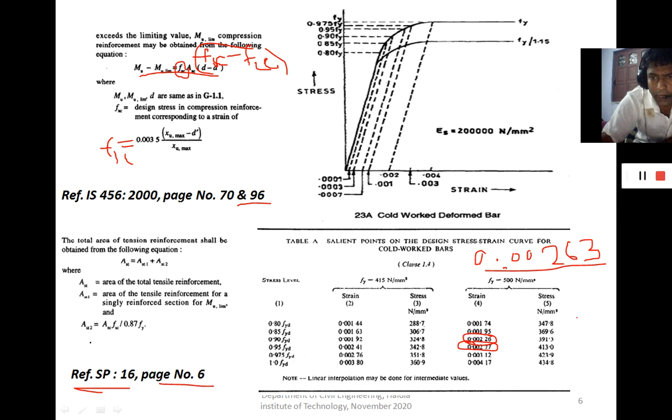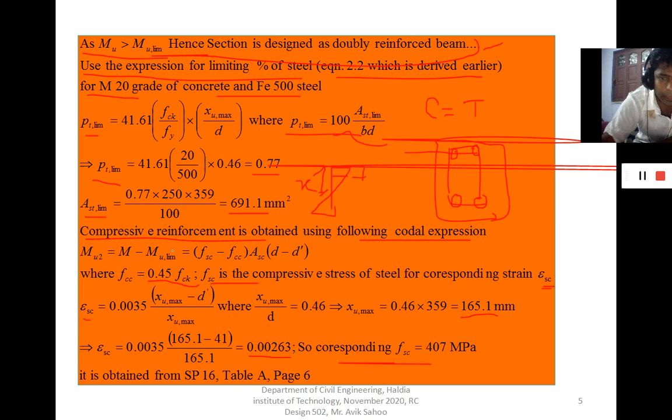So the linear interpolation is made, and we get the value for 0.00263 is how much? This is for 0.0226391, 0.00227413. So for 0.00263 is how much? You just do the linear interpolation and you get the value. So this value we calculate, that is 407 MPa, which we get from SP16 Table A, page number 6.